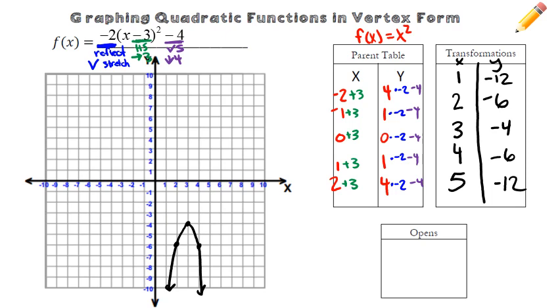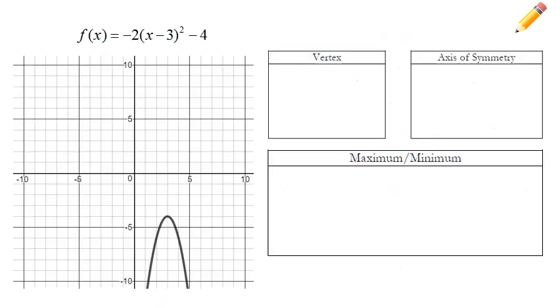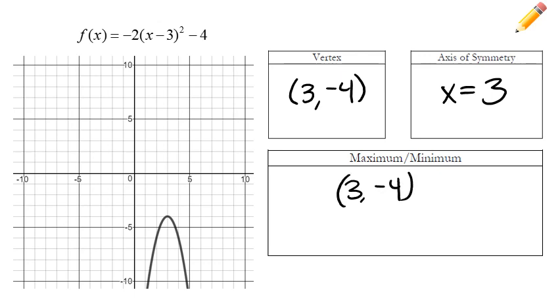I can then go through and answer some more questions. It opens down because the leading coefficient, or the leading value, is negative because it's reflected in the x-axis. It's down. Let's answer some of the other questions. My vertex was on my table, and that was at 3, -4. My axis of symmetry, therefore, is x equals 3. My max or min is my vertex, but in this case, it is a maximum.